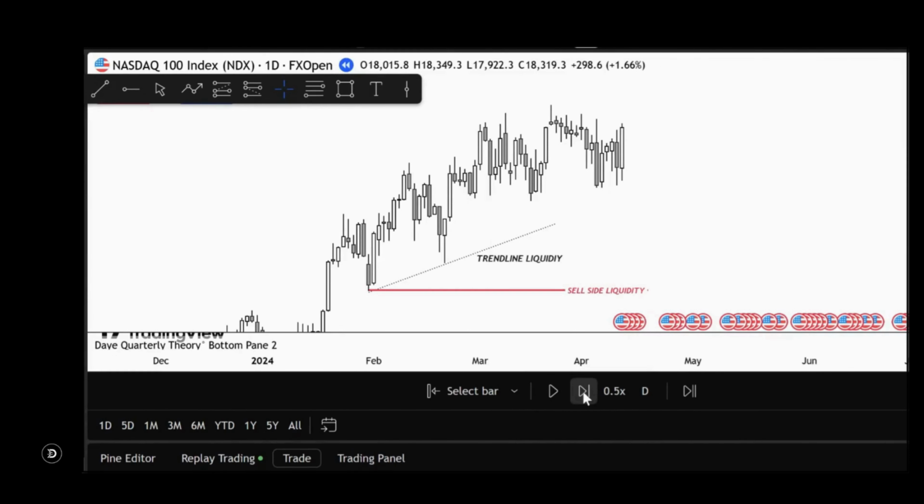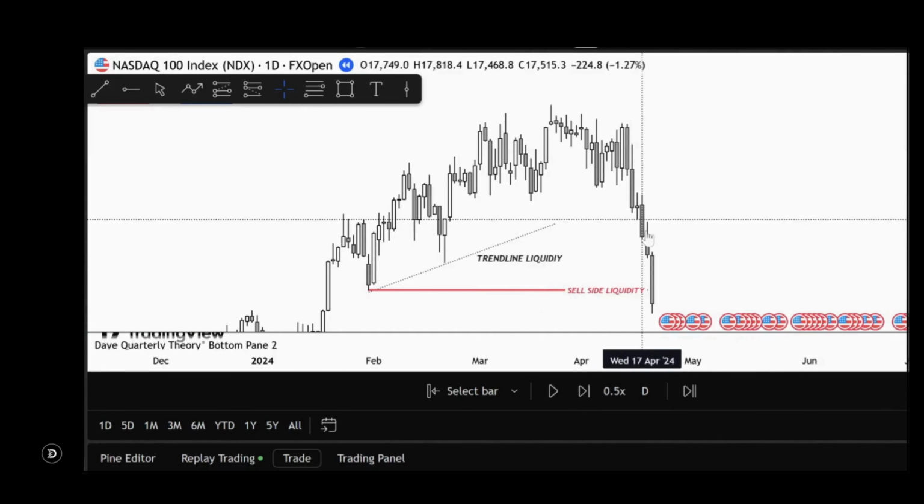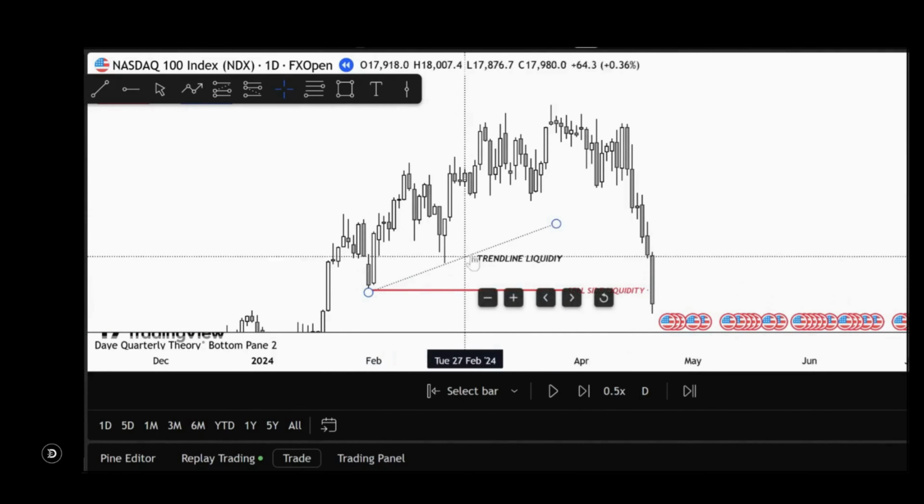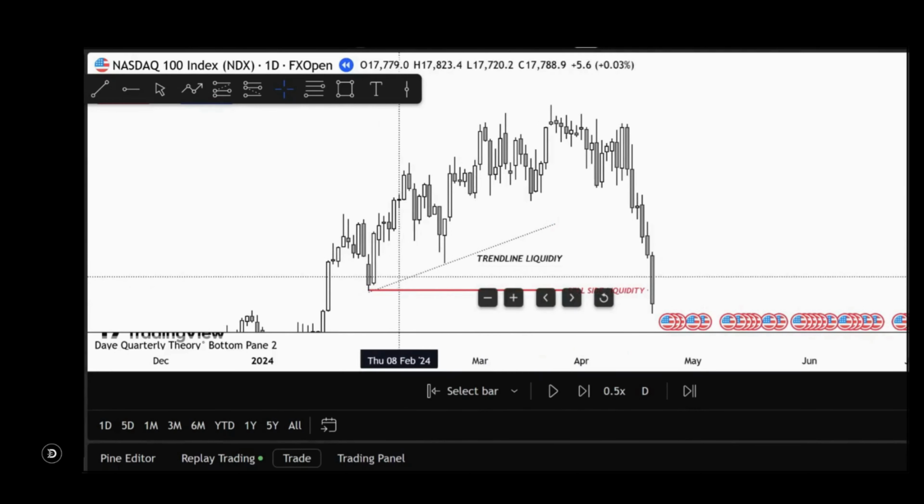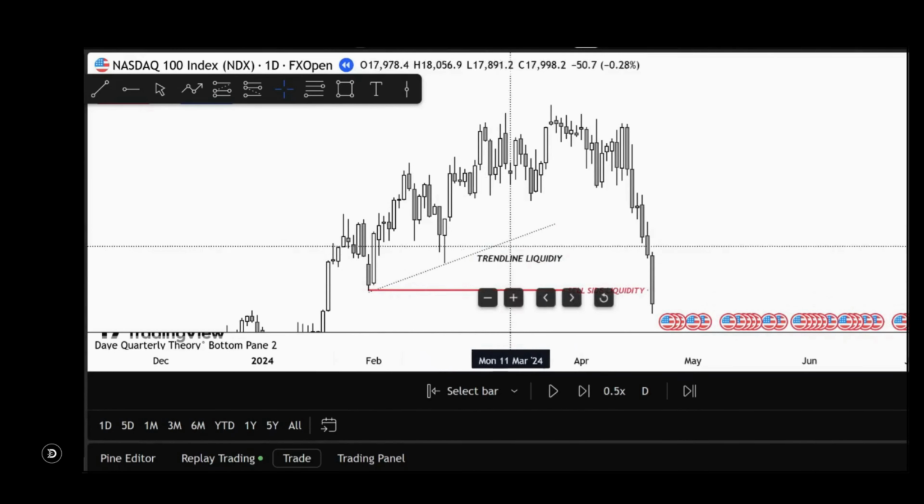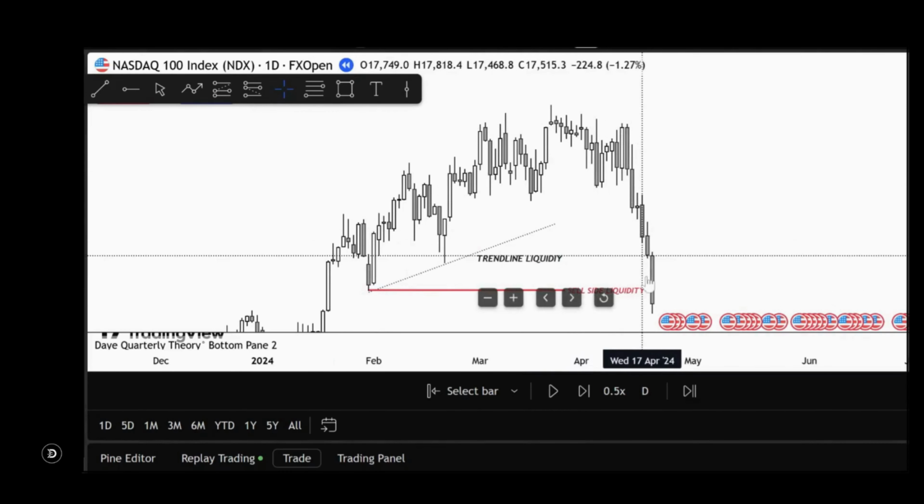Okay, so this offers what we call low resistance liquidity runs. So what that means is that, as you will see, when price was gravitating towards taking out these liquidities, it offered little to no resistance in its movement. It was more like an easy route. Okay, it was not so difficult.